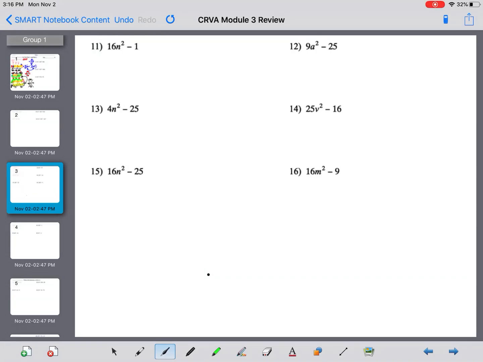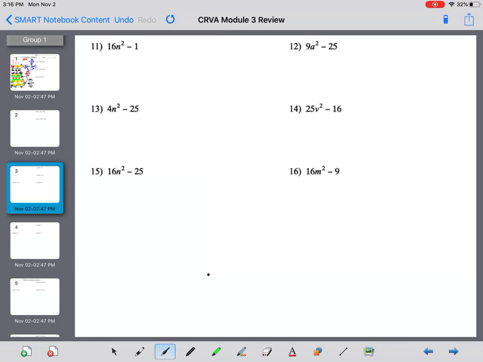Here we're going to continue factoring. Always look for a GCF again, although in number 11 I don't see a GCF. Now in this case, number 11 is interesting because there's only two terms and they're being subtracted. When this happens, I'm thinking difference of squares.